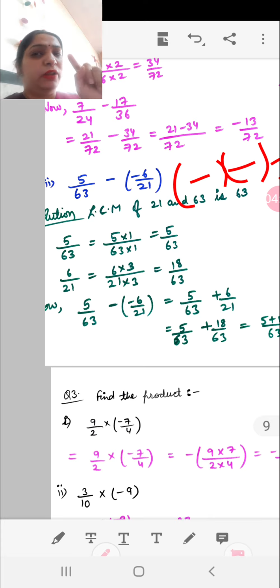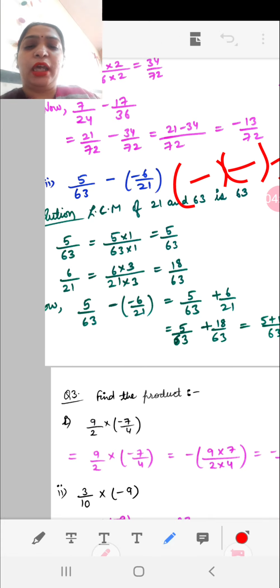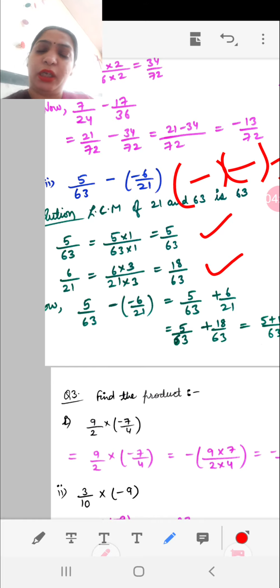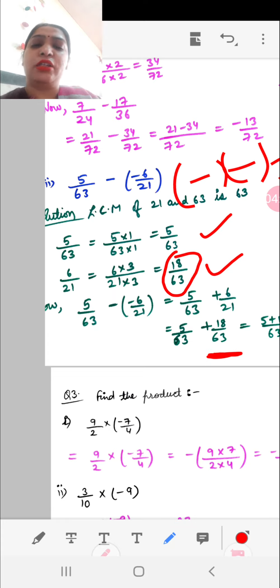So multiply by 3 in the numerator and in the denominator. So it will become 18 upon 63. Okay. Now 5 upon 63 minus 6 upon 21 is equal to 5 upon 63 minus is plus 6 upon 21. So 6 upon 21, now it will become 18 upon 63. So replace it by 18 upon 63.